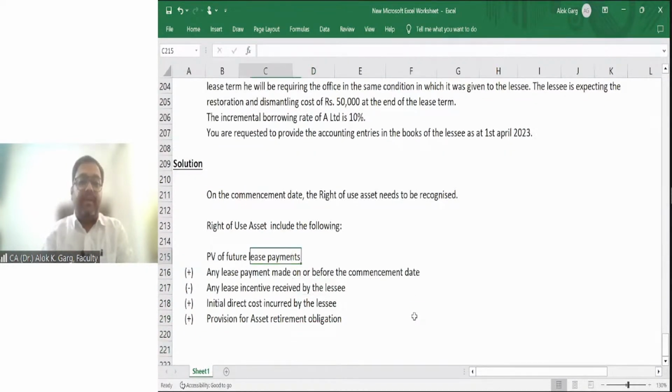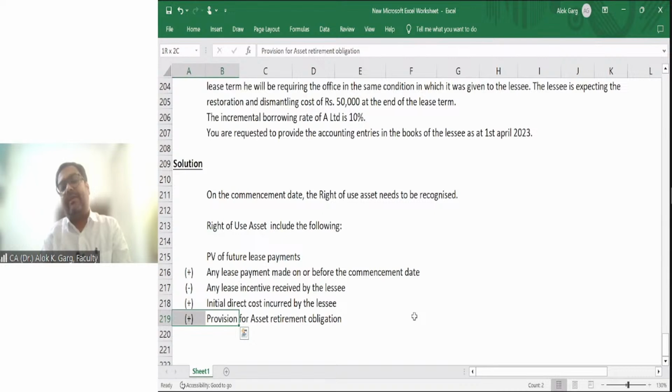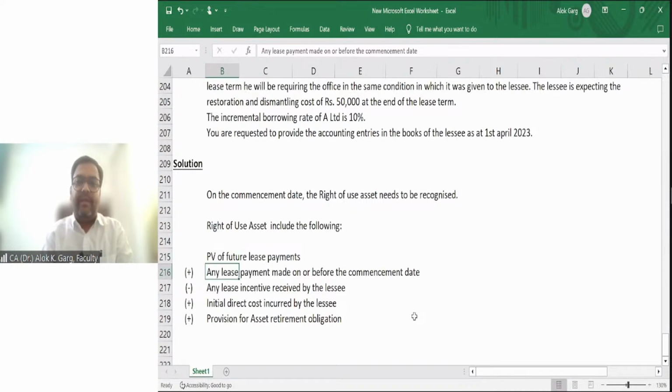Present value of lease payment plus any lease payment made on or before the commencement date, any lease incentive received by the lessee, initial direct cost incurred by the lessee, provision for asset retirement obligation, right? So now I need to pass an accounting entry. First of all, let's get the answer of each and every line item.